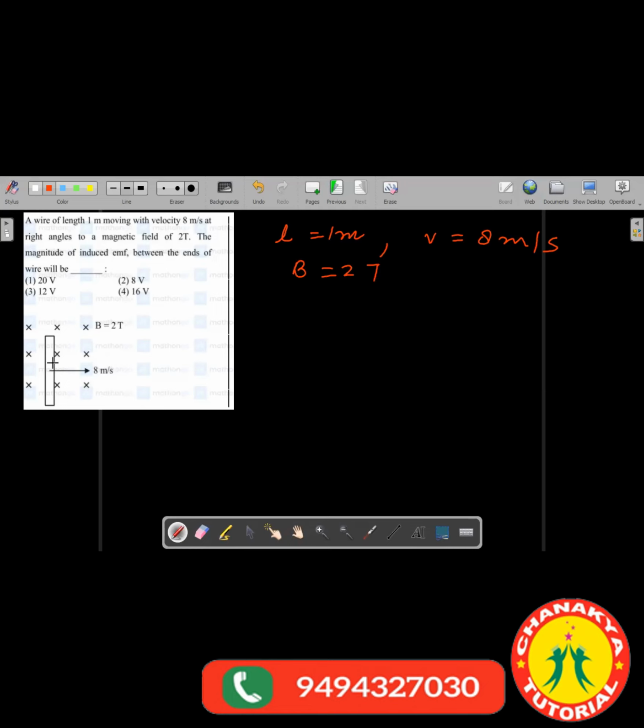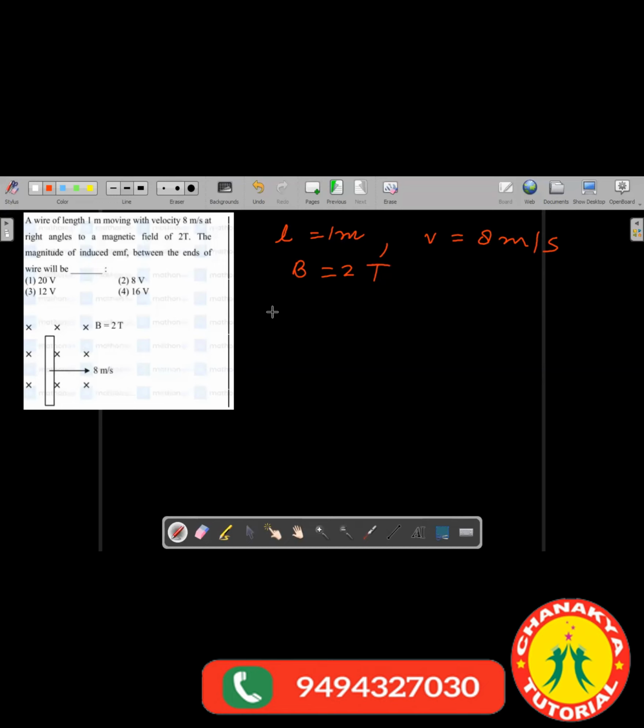So here, when the wire is moving through the magnetic field, the charges in the wire will experience a force. The positive charges will move to one end and the negative charges will move to the other end, and hence there will be an induced EMF. So this is a motional EMF. This is an example of motional EMF or induced EMF.